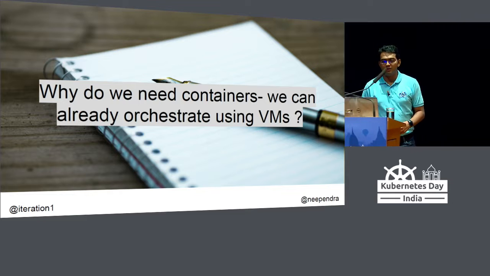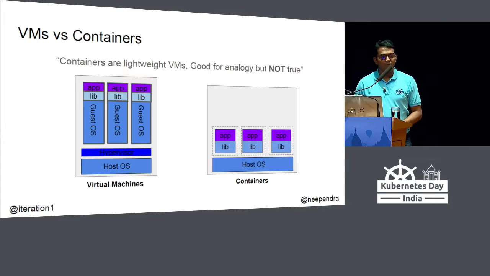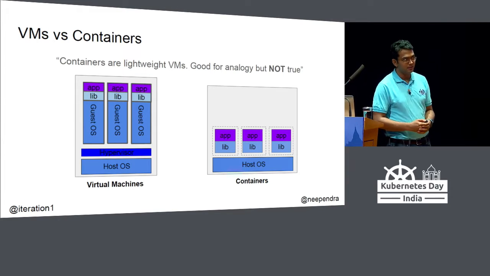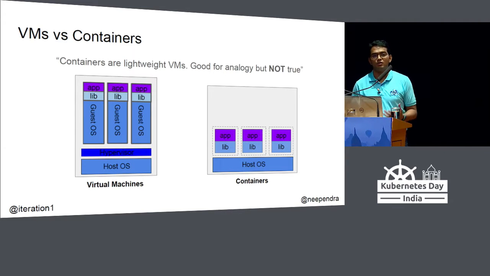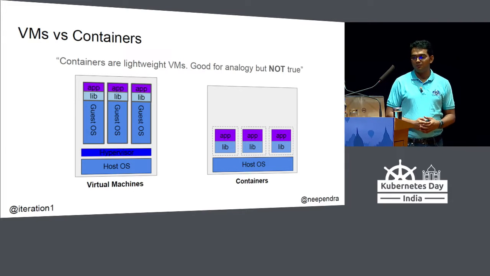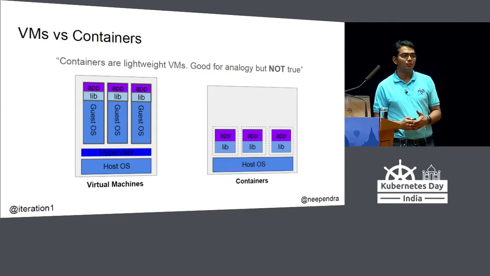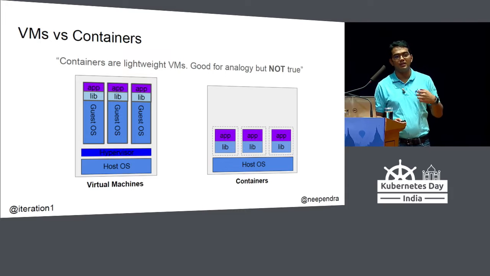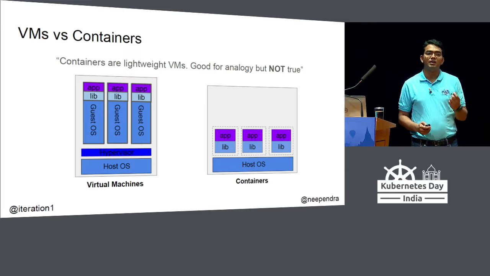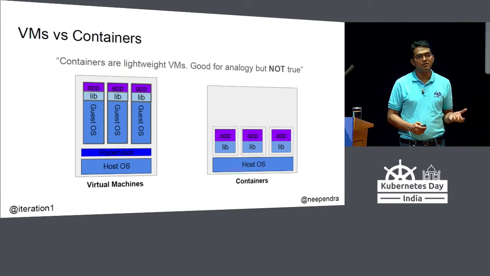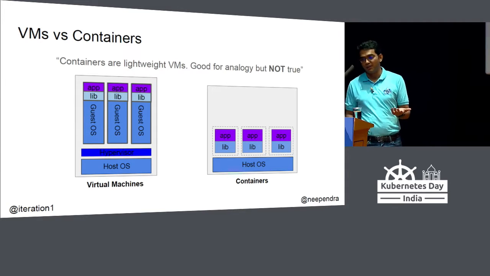Okay, the first question is, why do we need containers when we already have VMs? When people start talking about containers, we generally say that containers are lightweight VMs. It is good for analogy, but it is not true at all. What you get with VMs is you have a hypervisor in between. On the hypervisor, you would deploy a guest OS, and then you put your application on top of that. But remember, the end goal is to run the application, not to run the VMs. So if I can run the applications in my environment and save cost, that's going to be a benefit for myself and my company, right?